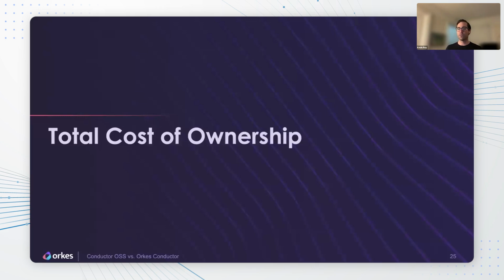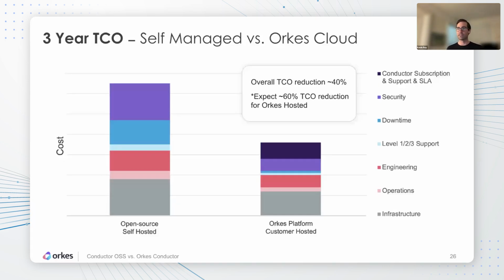Something that we'll go into a little bit here is total cost of ownership. This has been extrapolated out a little bit. These aren't hard values, there's no specific value here, but this is just to illustrate the areas where you can expect prices to differ if you're self-hosting Conductor OSS or letting Orkes do the hosting. This is a 3-year total cost of ownership, self-managed with open source Conductor versus Orkes Cloud. This is a customer hosted instance here, but overall, it's about a 40% reduction in total cost of ownership.